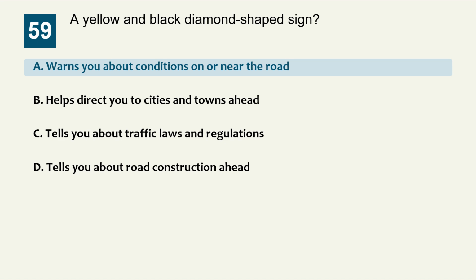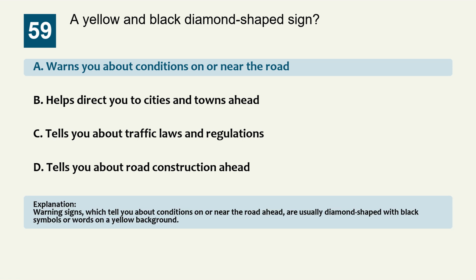The correct answer is option A. Warns you about conditions on or near the road. Warning signs, which tell you about conditions on or near the road ahead, are usually diamond-shaped with black symbols or words on a yellow background.